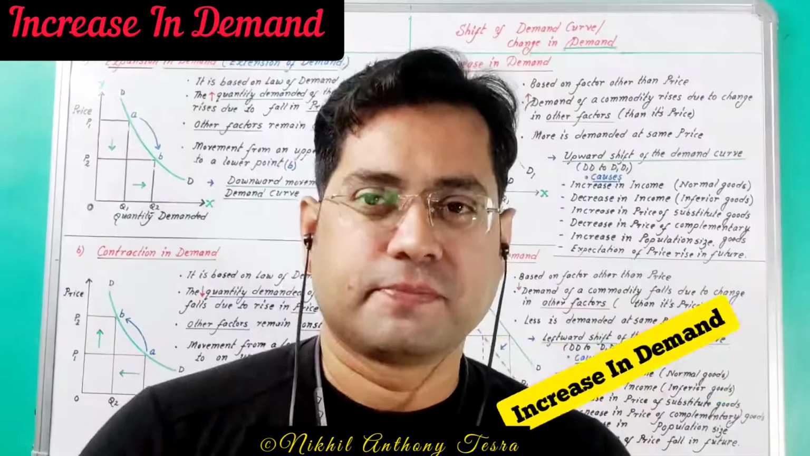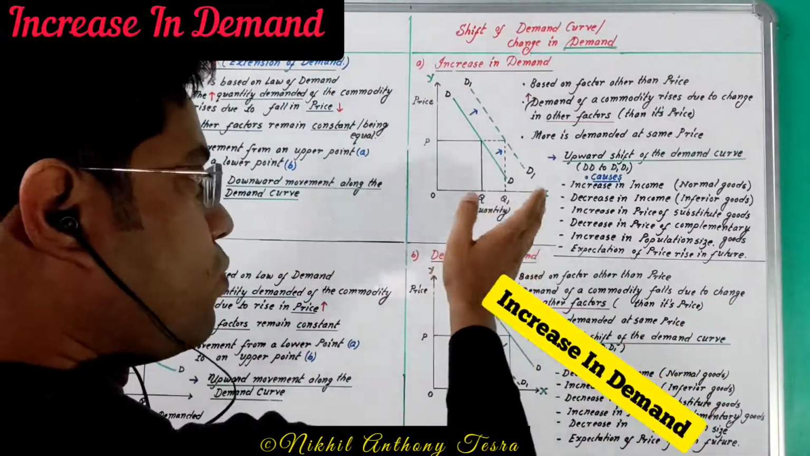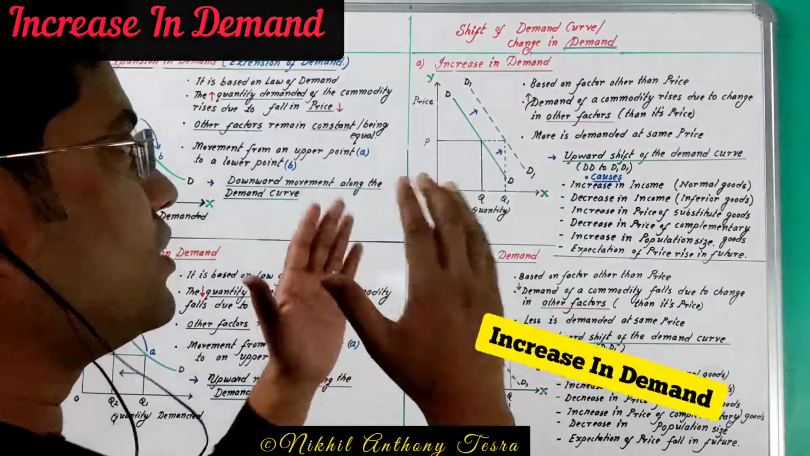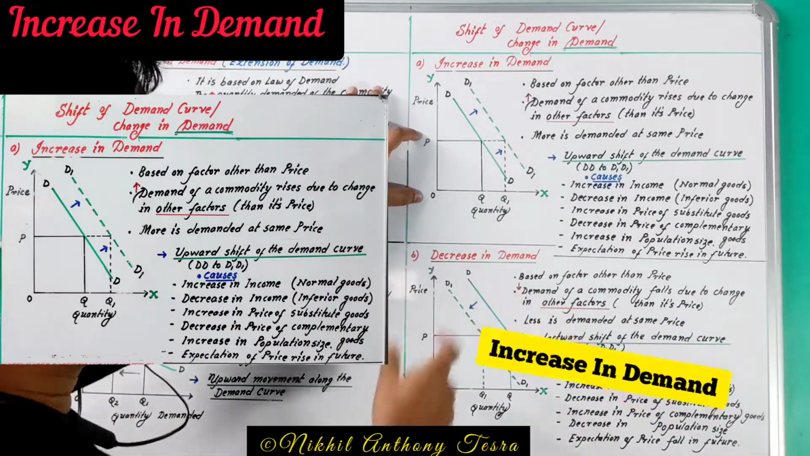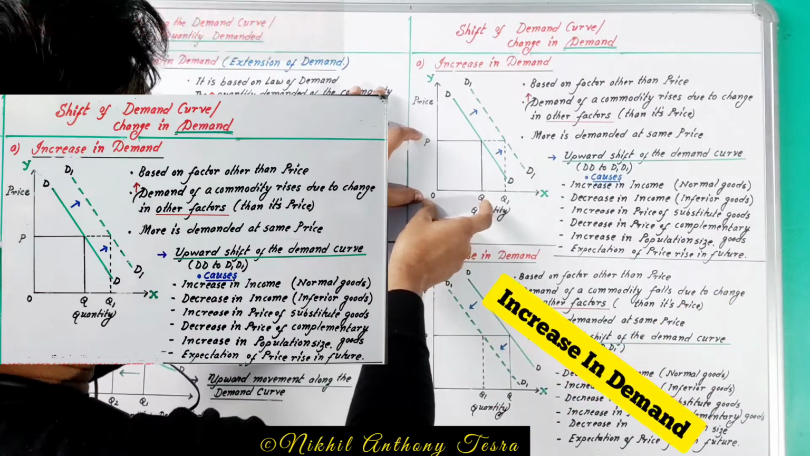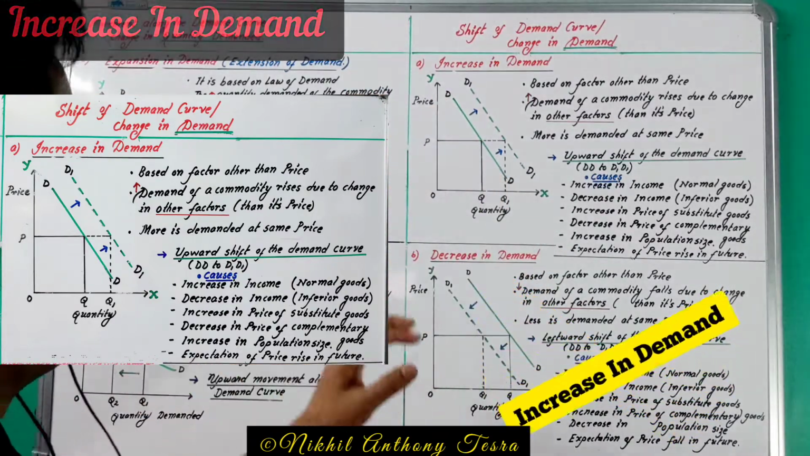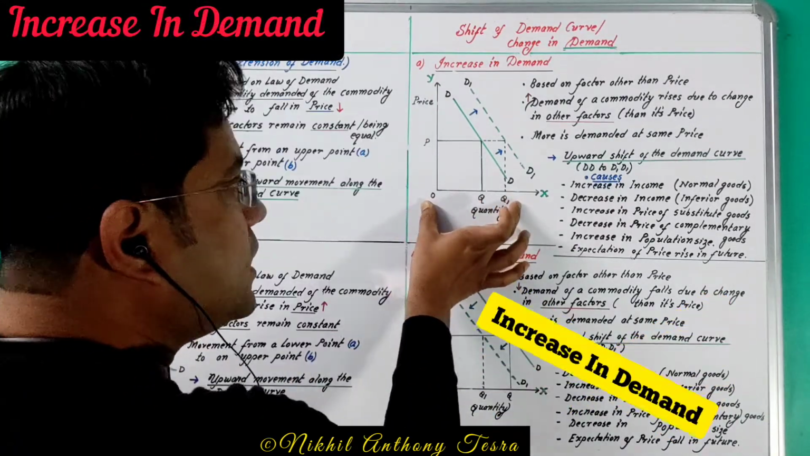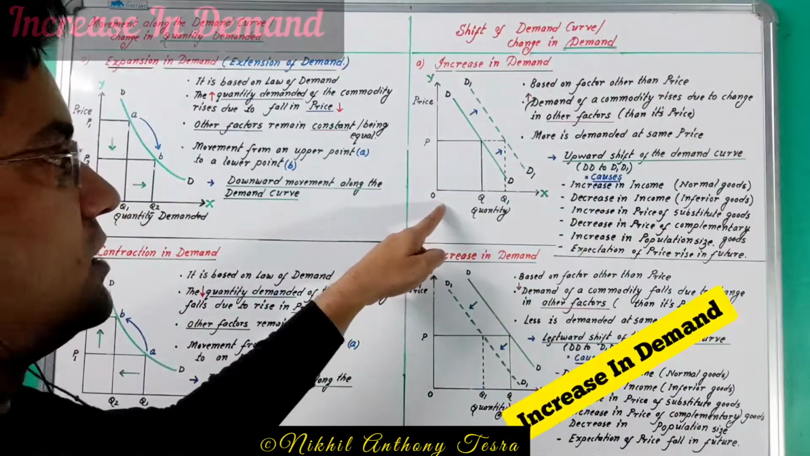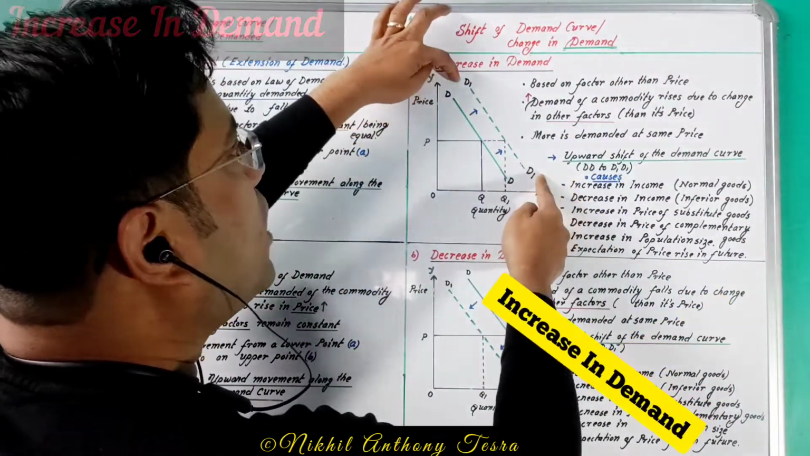Okay friends, just take it across. In the above diagram, on the x-axis we are showing quantity demanded and on the y-axis we are showing price. When the price was OP, the quantity demanded was OQ. At that time, we have the DD demand curve. Now the quantity demanded increases from OQ to OQ1 due to changes in other factors, and we get a new demand curve D1 D1.